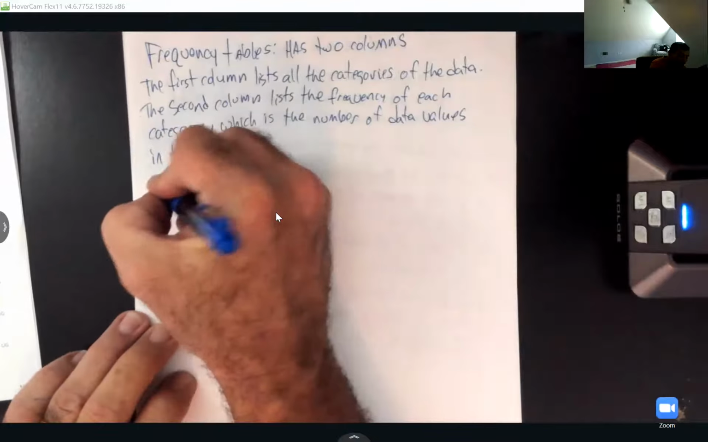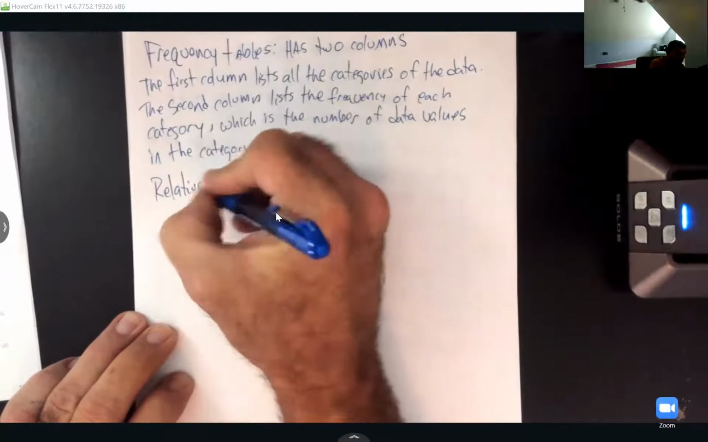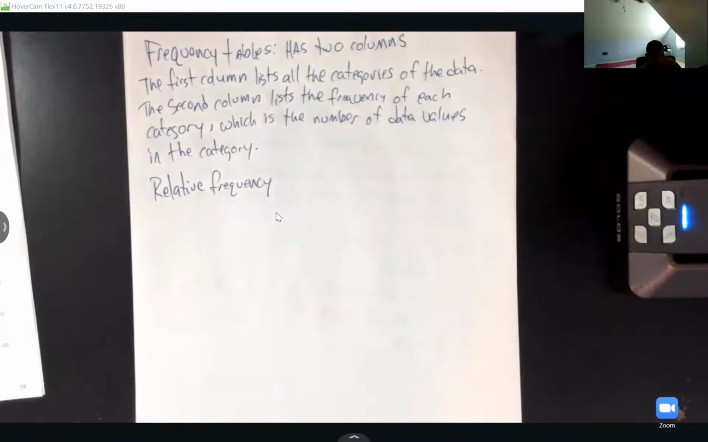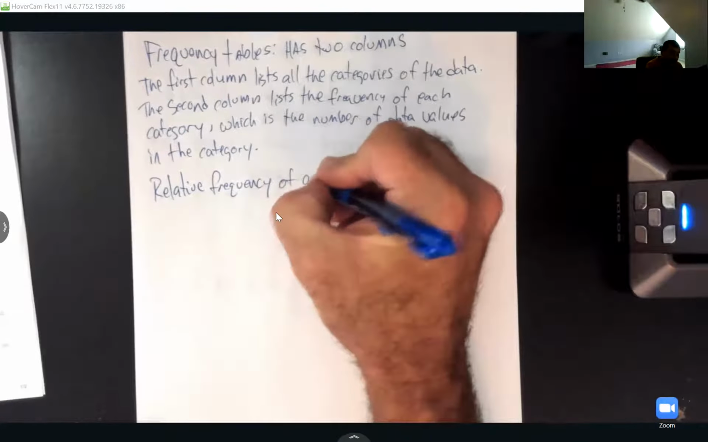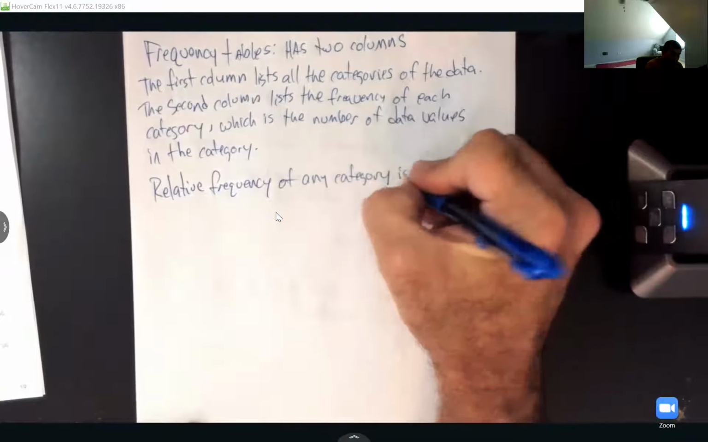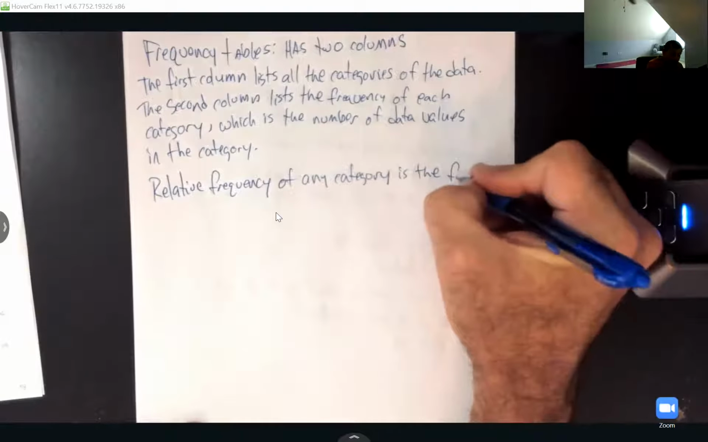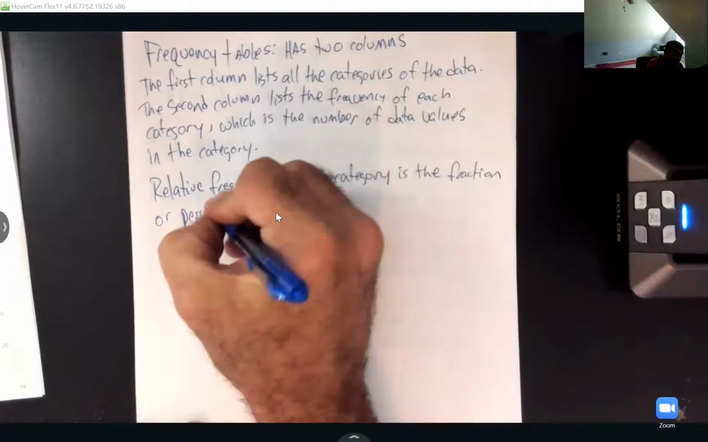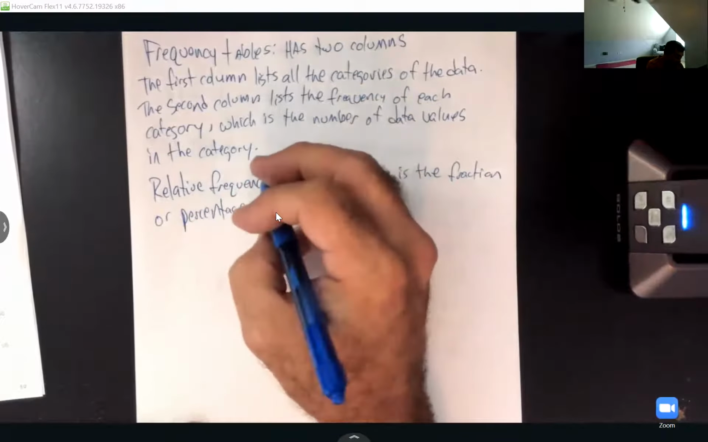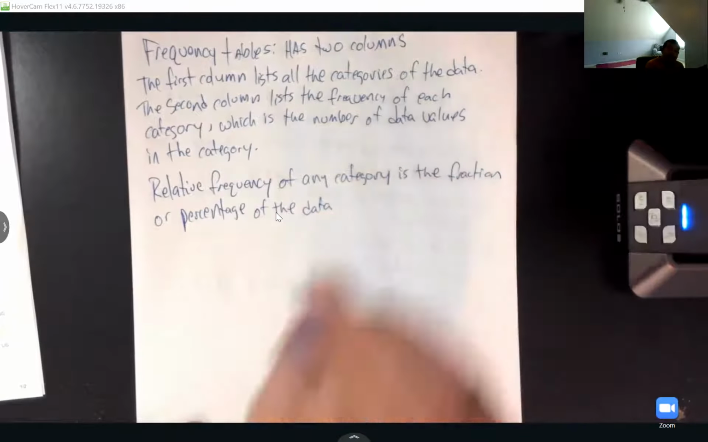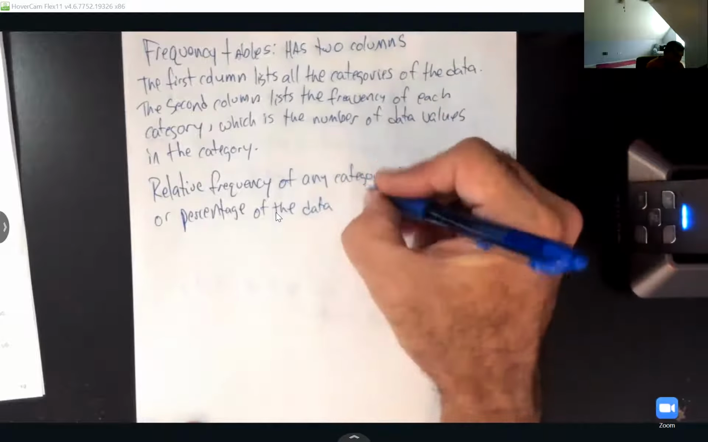All right, so what we got now is relative frequency. And we'll be making a frequency table up in a second. So relative frequency of any category is the fraction or percentage of the data that fall in that category.